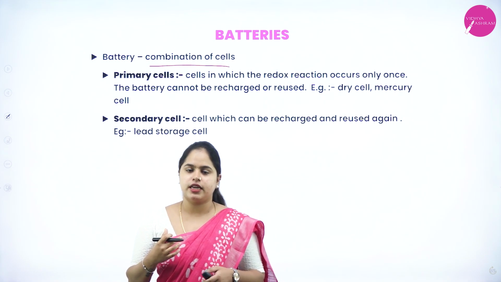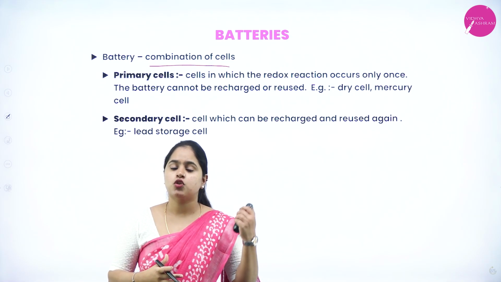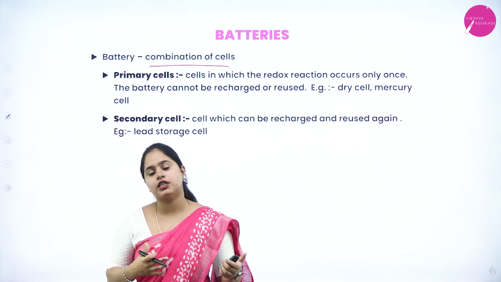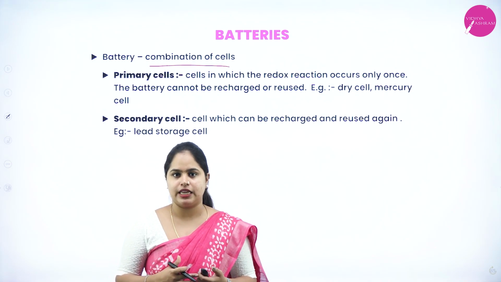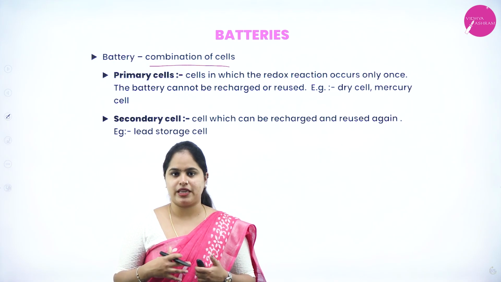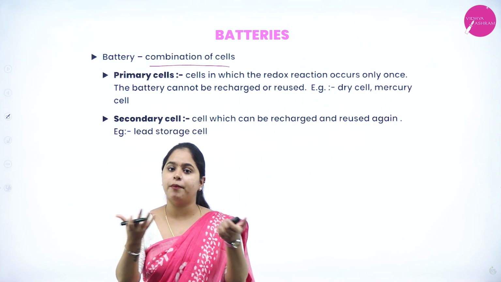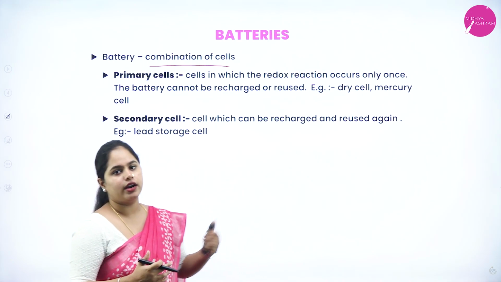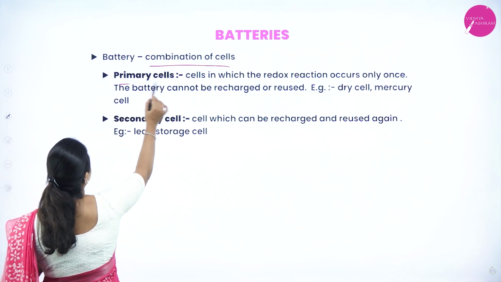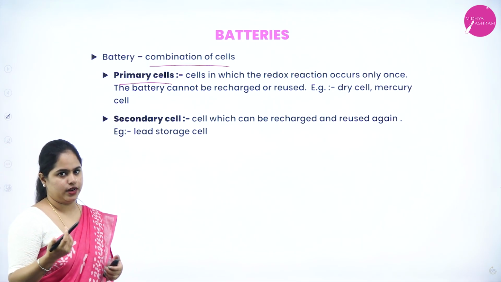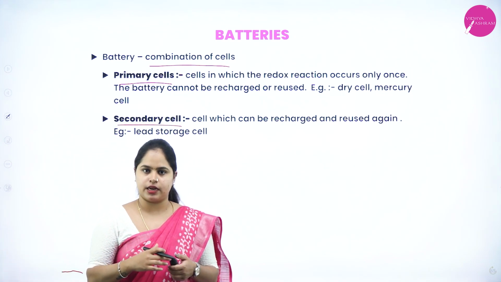We have already studied what an electrochemical cell and an electrolytic cell are. Batteries are electrochemical cells in which chemical reactions take place and produce electrical energy. It is a combination of many cells together, which is called a battery. There are two types of batteries: primary cells and secondary cells, or primary battery and secondary battery.